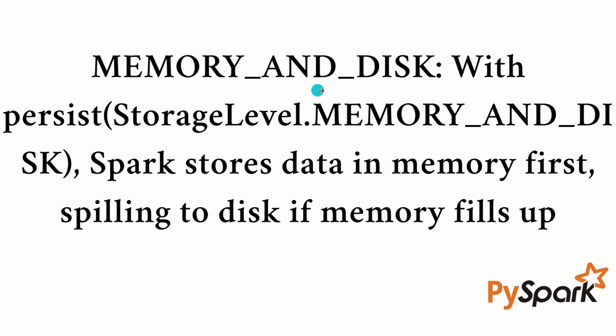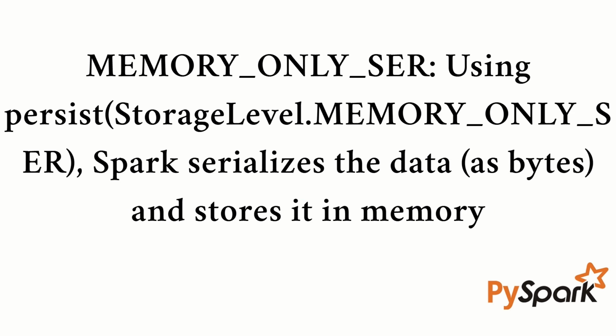The second one is memory and disk. As the name suggests, here Spark stores the data in memory first. If there is not enough memory available, it spills to the disk when the memory fills up. It means if we don't have much memory available, the rest of the data goes to the disk, right? Third is memory only SER. SER stands for serialization. Serialization and deserialization are two points available.